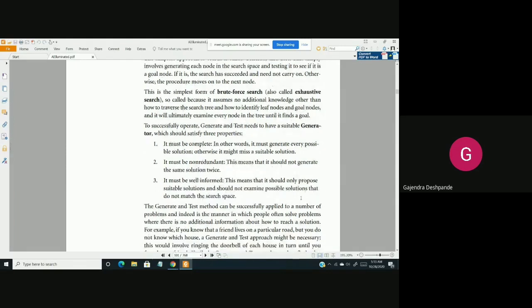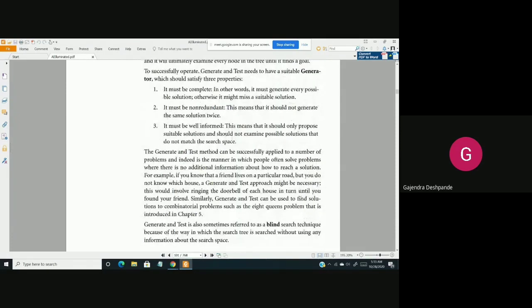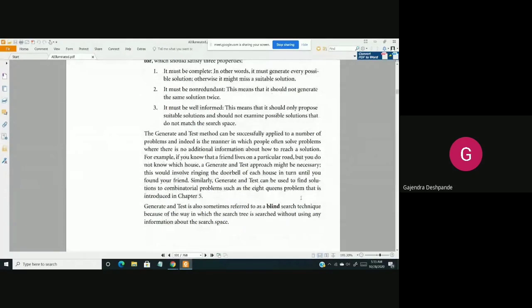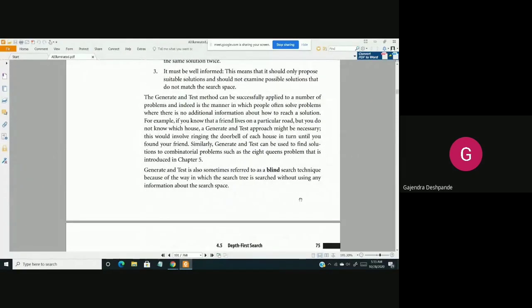Once this generator generates the nodes, then you can test whether it is a goal node. If it is a goal node, you can stop there. Otherwise, continue with the generator to generate new nodes. As I have told you, generate and test is known as a blind search technique because you are not going to use any special knowledge. You are just generating the nodes using the brute force technique.